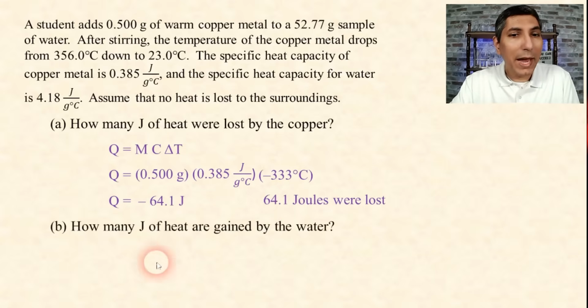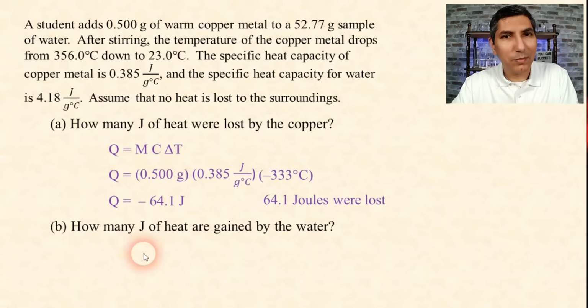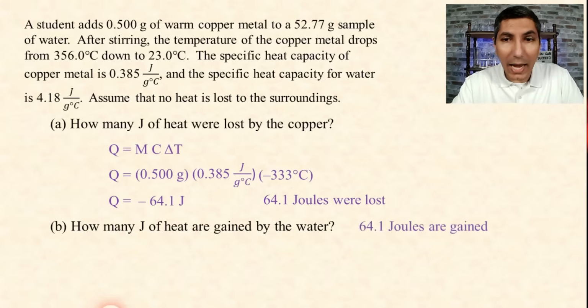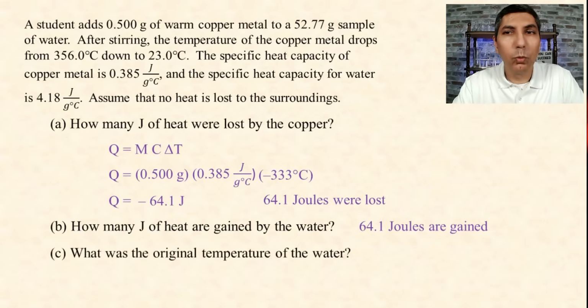Now, if that's the case, how many joules of heat are gained by the water? Well, we're assuming that no heat is lost to the surroundings, so that means that whatever heat was lost by the copper is going to have to be the same as the amount of heat that's picked up by the water. So that means that the heat gain by the water is 64.1 joules, so it's just the same amount. Now, what was the original temperature of the water?